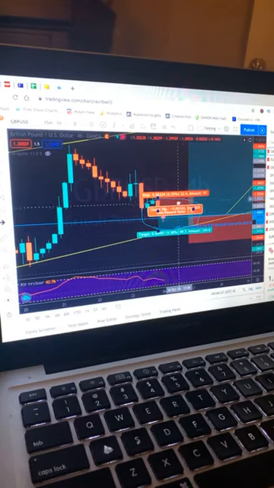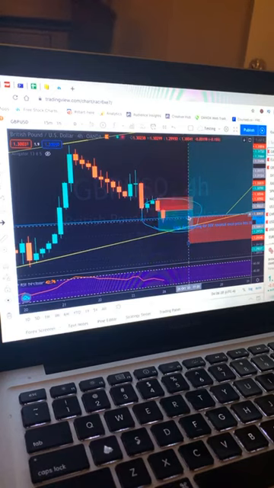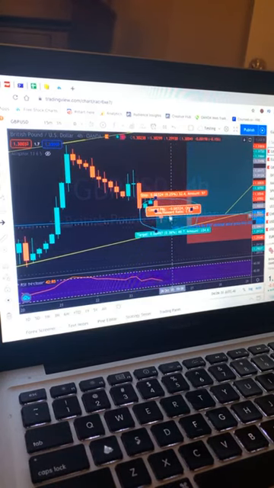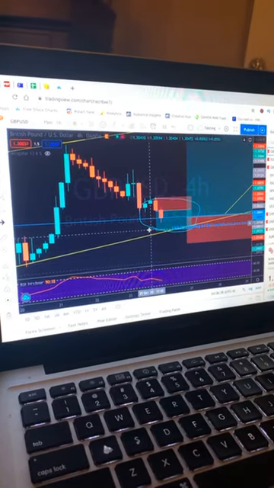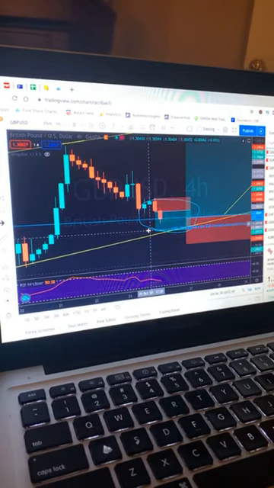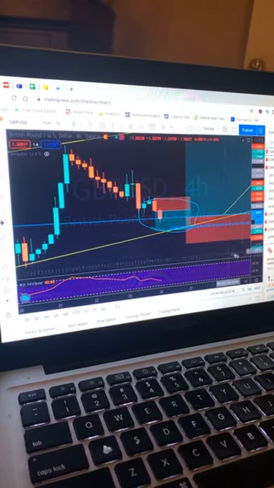So I do have it marked up here for this short. That's a really quick short. But what I'm looking for is an engulfing right here when it gets to this support level. I'm looking for a bullish engulfing for it to tell me that it's going back to the upside, so I can enter in for a long position.